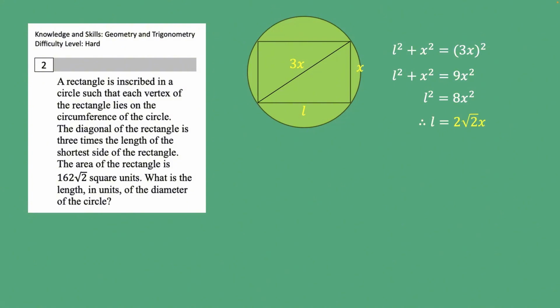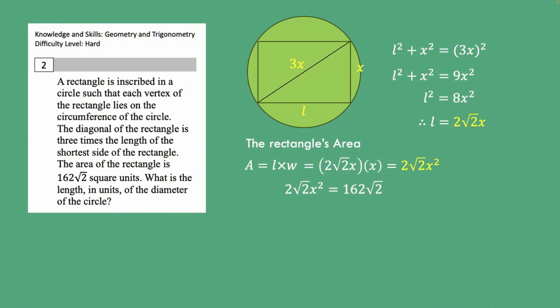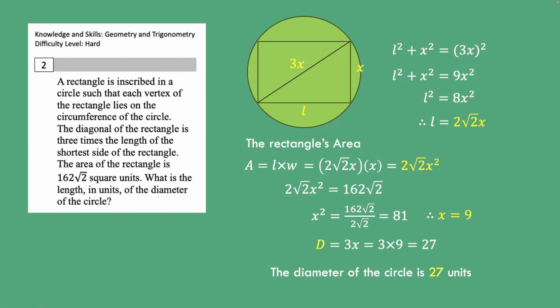We are told the area is 162 square root 2, so 2 square root 2 x times x equals 2 square root 2 x squared. 2 square root 2 x squared equals 162 square root 2. Dividing both sides by 2 square root 2, x squared equals 81, x equals 9. Finally, the diameter, which is also the diagonal, is 3 times 9 equals 27. So the diameter of the circle is 27 units.